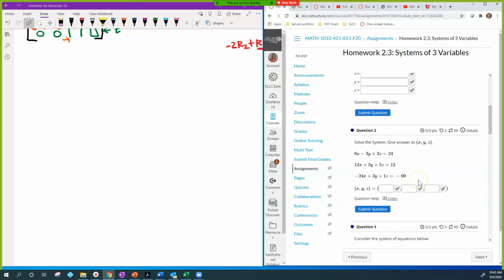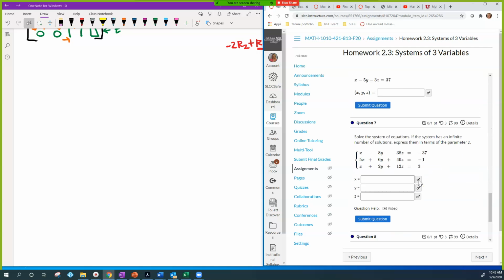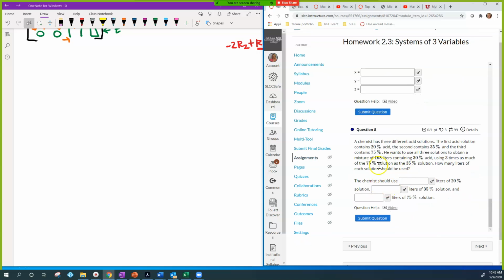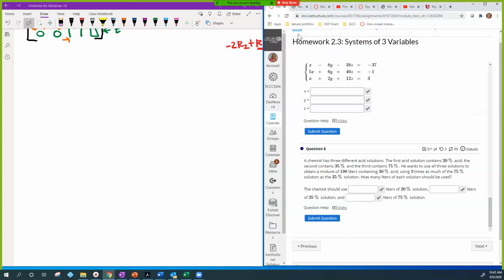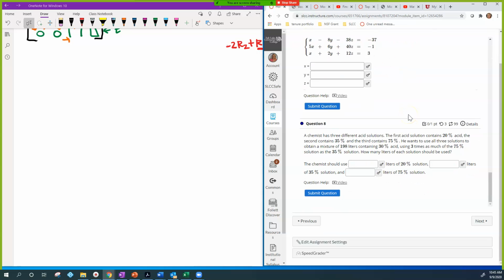We did this one in class last time, but maybe we didn't make it to it. Did we do this one last time? The chemist has 3 different acid solutions. Anybody remember? No, we didn't. Okay, I meant to. We must have just not had enough time for it. So, all right, let's do this one together.